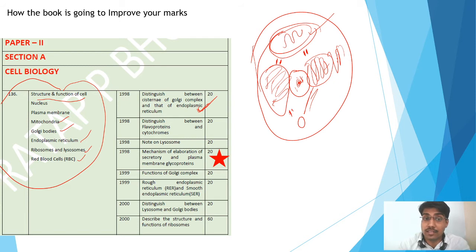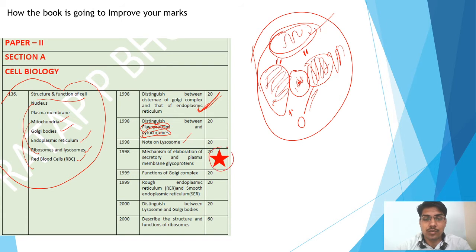This is an example of it, that they have asked about the difference between them. Next is the distinction between flavoproteins and cytochromes. Remember, these are not mentioned in the syllabus. These are the subparts of the organelles, inside the part. So they have not asked only the distinction between nucleus, endoplasmic reticulum, mitochondria, and RBC. They have gone ahead of it, right? So a note on lysosome is comparatively easy.